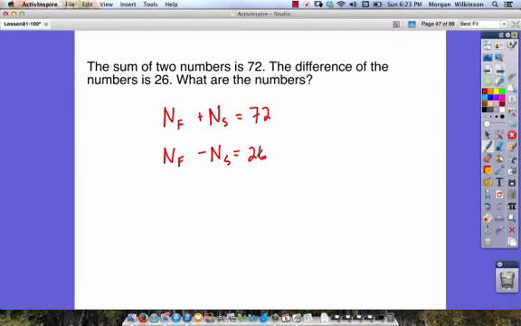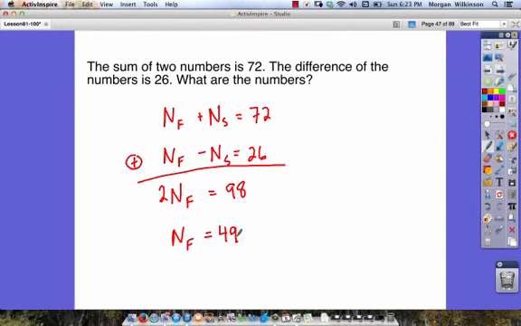And now we can solve. Well, if we look at this problem, it sets up really well for elimination because n sub s minus n sub s equals 0. So when we go ahead and figure that out, we're adding both equations together. So we're going to get 2 times n sub f equals 72 plus 26. That must be 98. Then we'll divide both sides by 2. So n sub f, our first number, is going to equal 49.